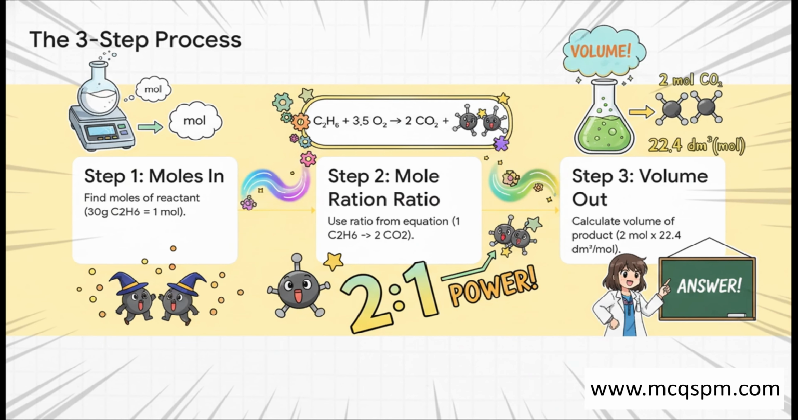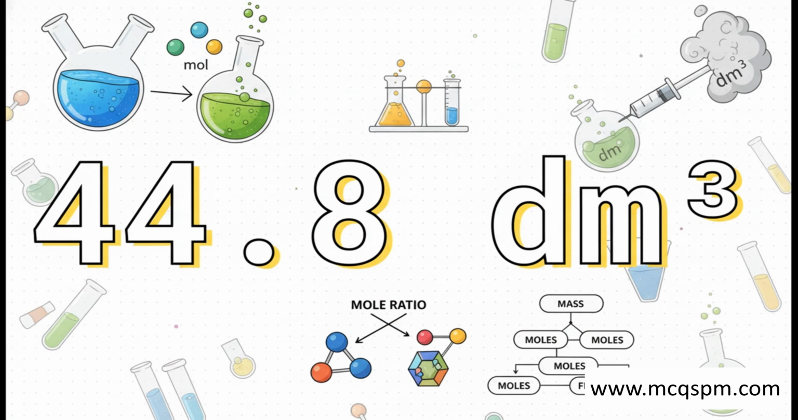Moles are everything. Step 2, this is the magic part. Use the mole ratio from that balanced equation. It tells you exactly how much product you get from your reactant. Here, 1 mole of ethane makes 2 moles of CO2. And finally, step 3. Convert the moles of your product into whatever unit the question asks for. In this case, volume. And there's our answer, 44.8 cubic decimeters.